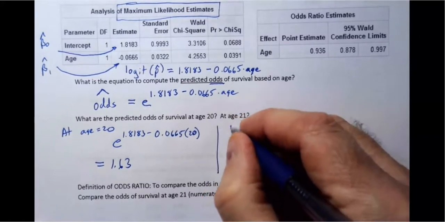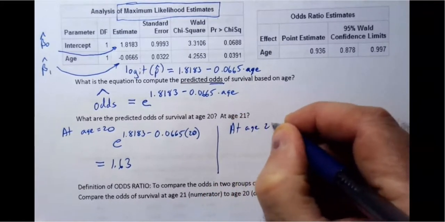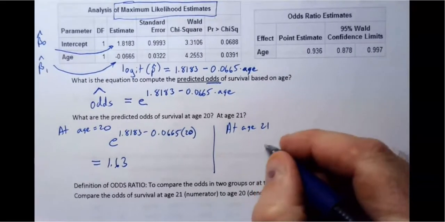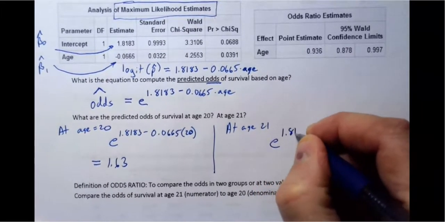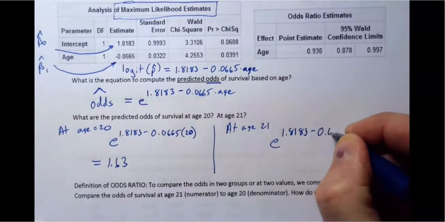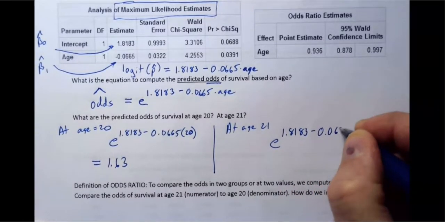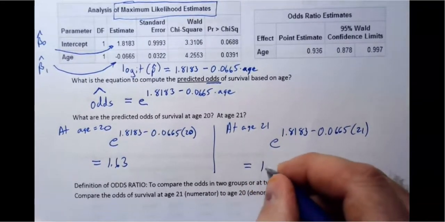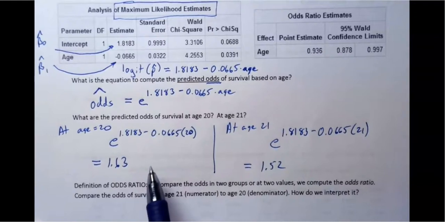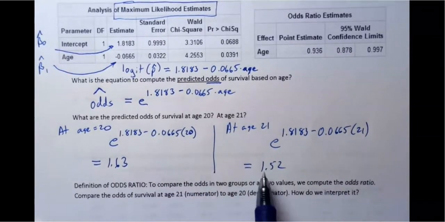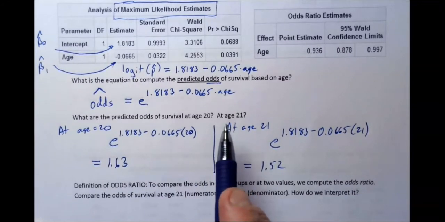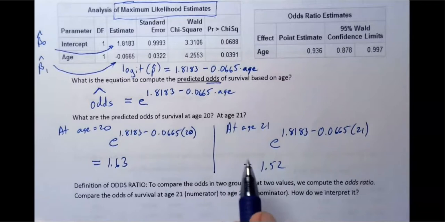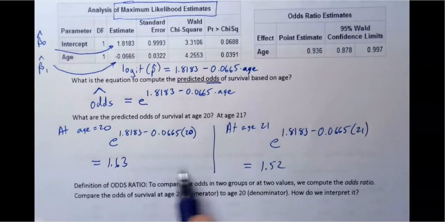What about at age 21? At age 21, we can plug that in. e to the 1.8183 minus 0.0665 times 21. If you plug that in, you'll get 1.52. So you see the odds of survival decreases for somebody 21 compared to somebody who was 20. So as people age, the odds of survival decreases.